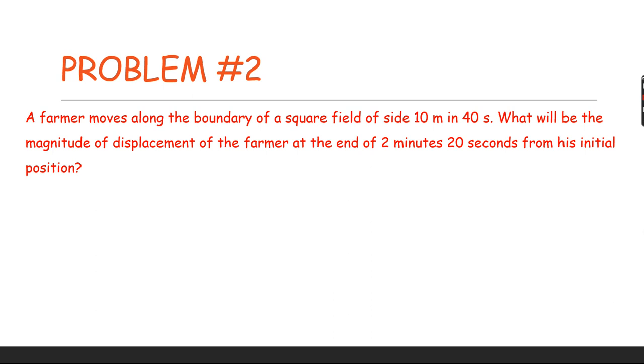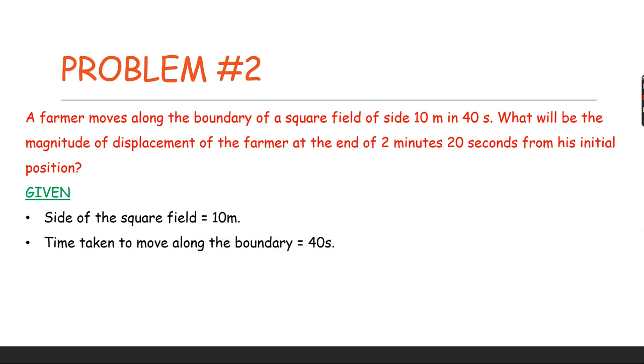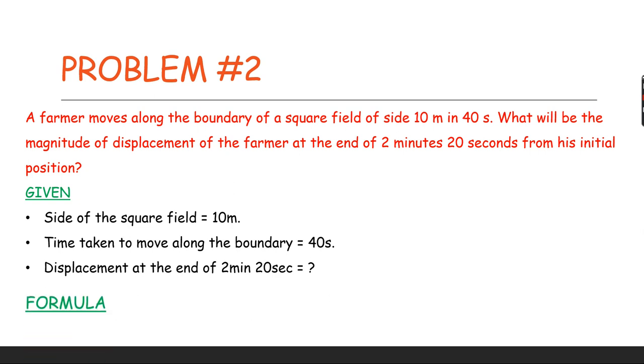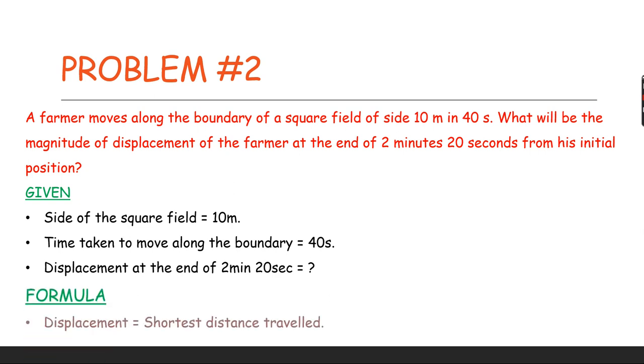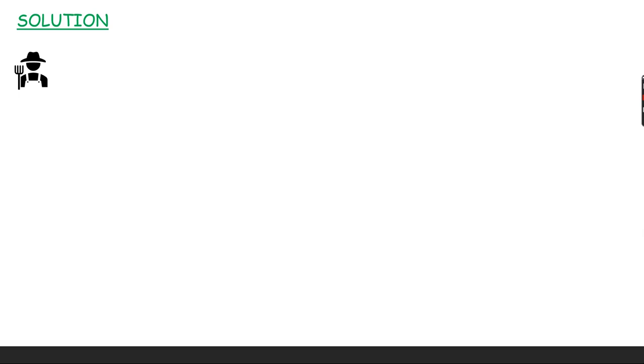So where does he arrive in 2 minutes 20 seconds? And what is asked? Magnitude of displacement. So magnitude is nothing but the value of the displacement. So what is given? We have the side of the square field, which is 10 meter, and time taken for one round is 40 seconds. They are asking what the displacement is. We know that displacement is the shortest distance traveled. So let us find the solution.